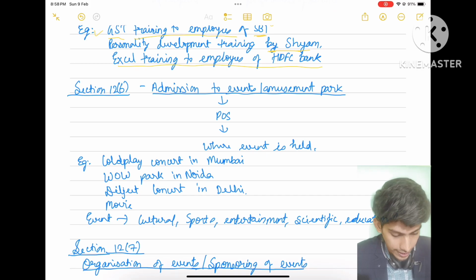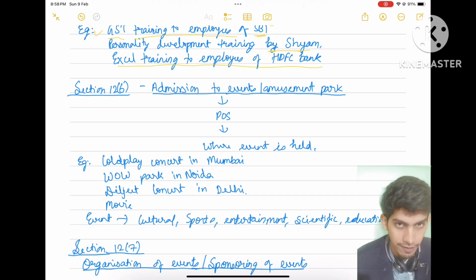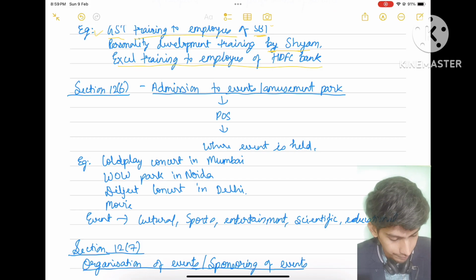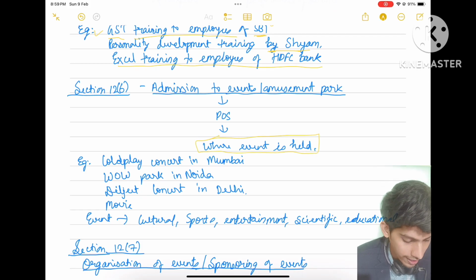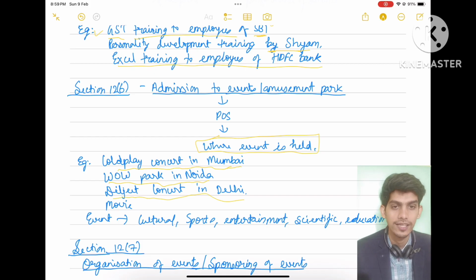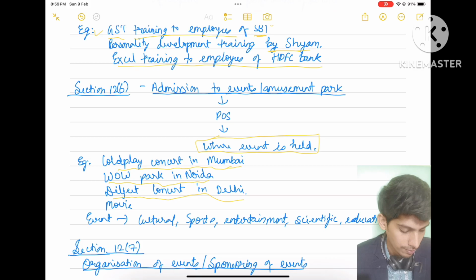And in case of such events where the admission service is provided, the place of supply will be where the event is held. For example, the Coldplay concert was held in Mumbai, so the place of supply will be Mumbai. Worlds of Wonder Park in Noida. If you go to Worlds of Wonder Park in Noida, the place of supply will be Noida, which is in Uttar Pradesh. Diljit concert in Delhi. If you buy tickets to Diljit's concert, then the place of supply will be Delhi.